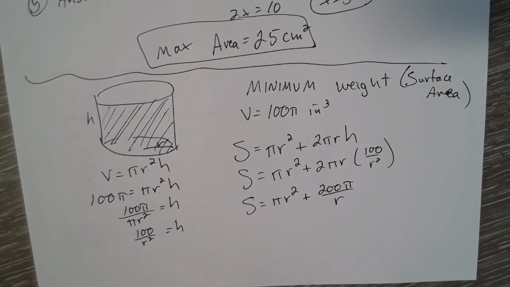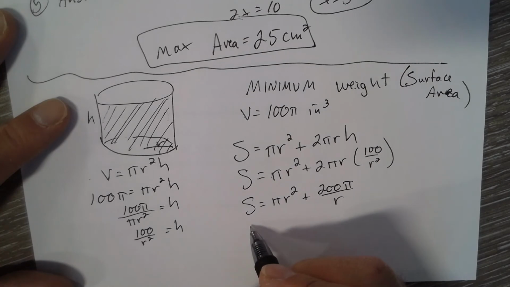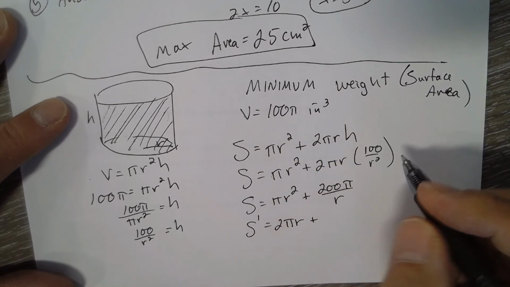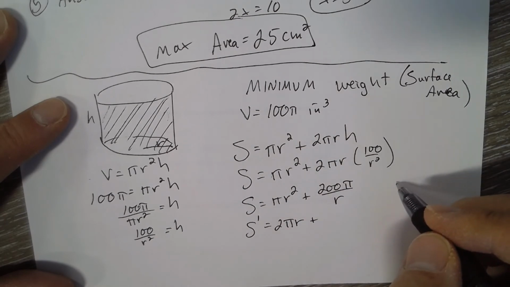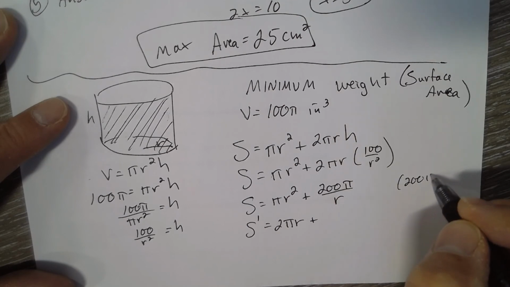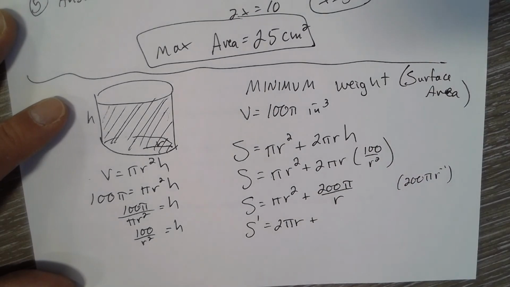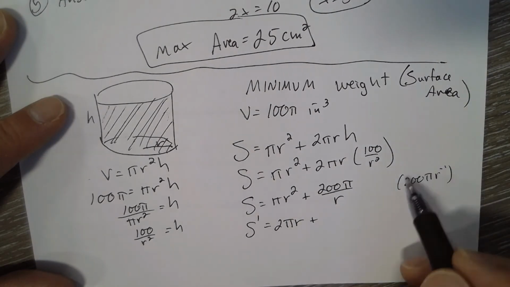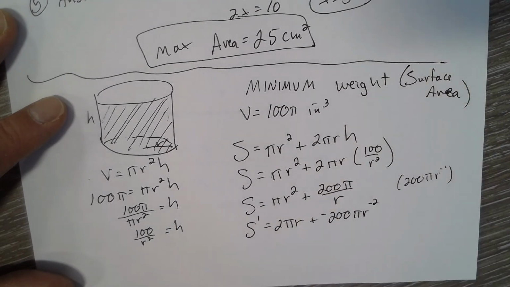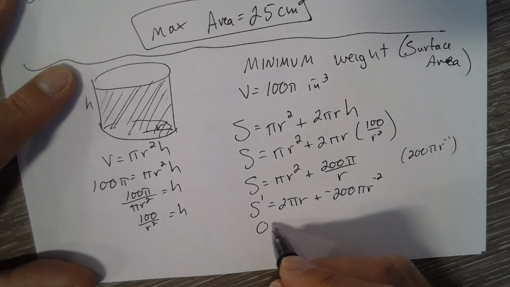Alright, so that's a lot of the work. The rest is just finding the derivative, set equal to 0, and answering the question. Okay, so S prime equals 2 pi r plus, I'll think of this as 200 pi r to the negative 1, so I can avoid the quotient rule. So the derivative of that would be negative 200 pi r to the negative 2. Set equal to 0.